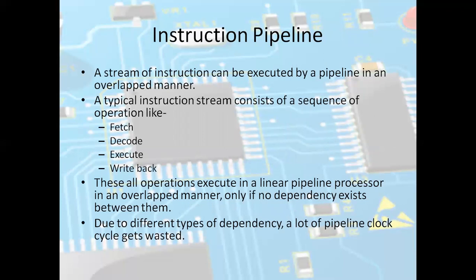Now we will discuss the next topic, the instruction pipeline. The instruction pipeline can be represented with a sequence of four operations: fetch, decode, execute and write back. These operations execute in a linear pipeline processor in an overlapped manner, only if no dependency exists. If dependencies are not there, they can be executed simultaneously. But if a dependency is there, they cannot be executed in an overlapping manner. Due to different types of dependency, a lot of pipeline clock cycles get wasted.